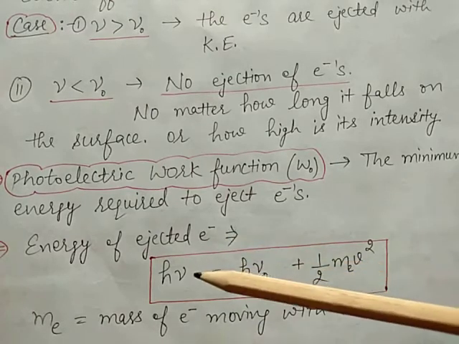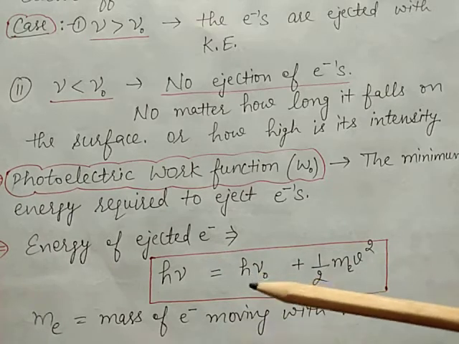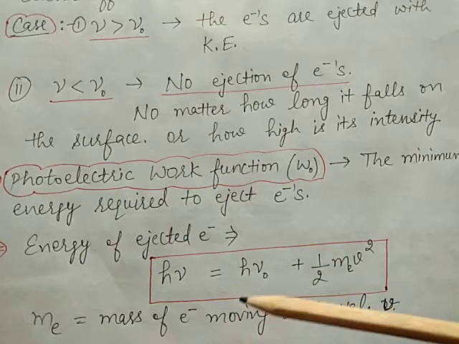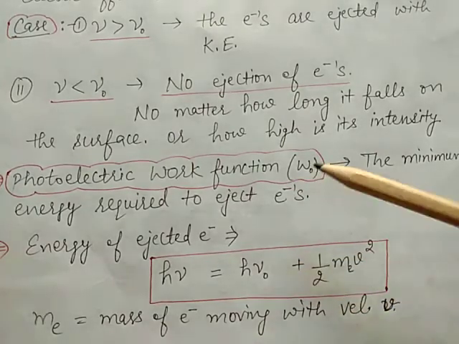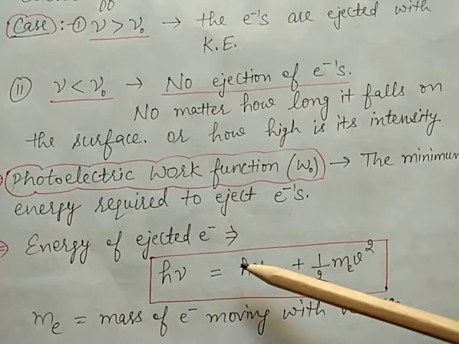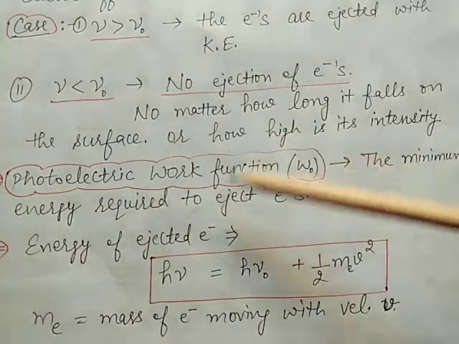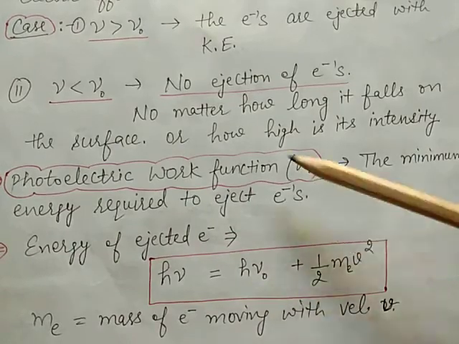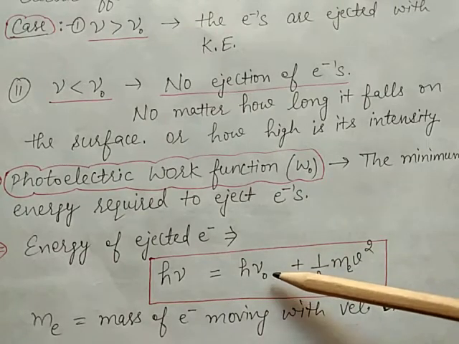And the difference in energy, that is h nu minus h nu naught, is transferred as the kinetic energy of photoelectrons. So with the help of this, we can easily find the kinetic energy of ejected electrons. The photoelectric work function is W naught, the minimum energy required to eject the electrons. W naught is equal to h nu naught.